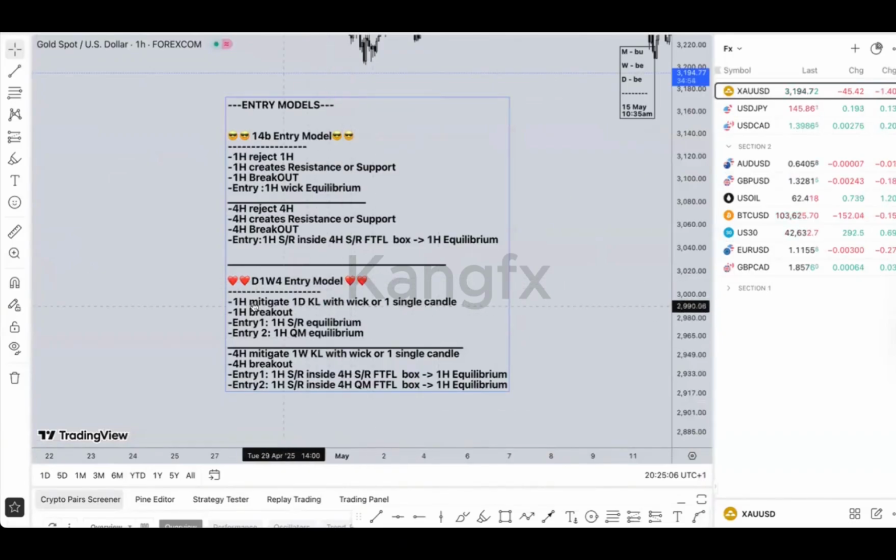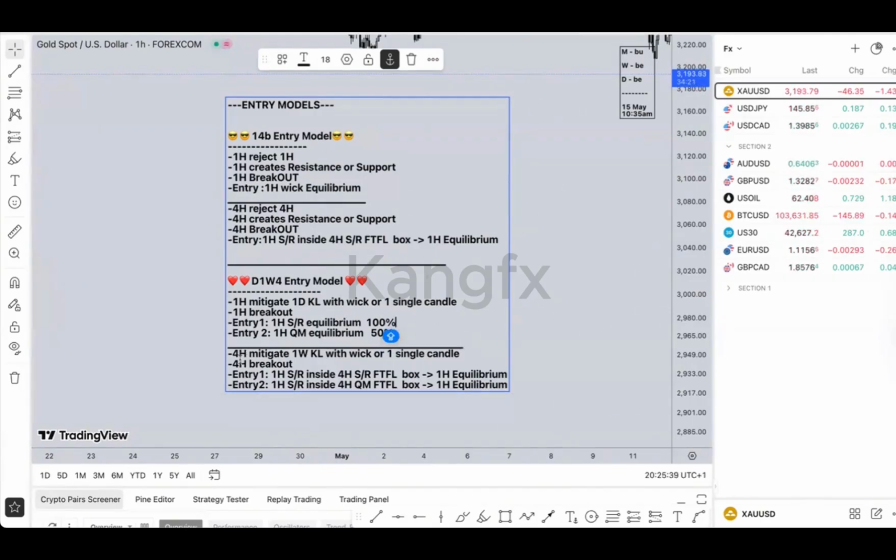D1W4 entry model. 1 hour mitigates 1 day key level with a weak or one single candle. 1 hour breakout. Entry on 1 hour support or resistance QM. This is the strongest here. Very strong. I'll call it 100% strong. Why? If you don't want to miss out when the market wants to use the equilibrium, you can use this one. I'll call it 50% strong because it's not as strong as the first one.